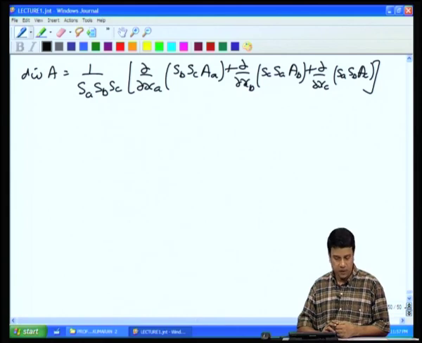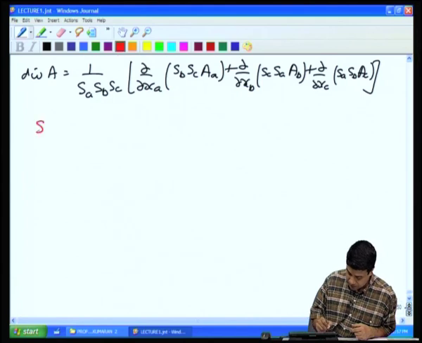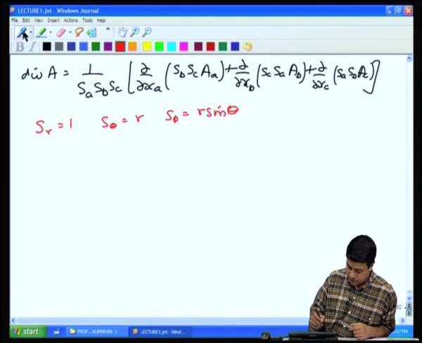Okay. What is it for a spherical coordinate system, okay, where I have S_r is equal to 1, S_theta is equal to r, and S_phi is equal to r sin theta. Okay.